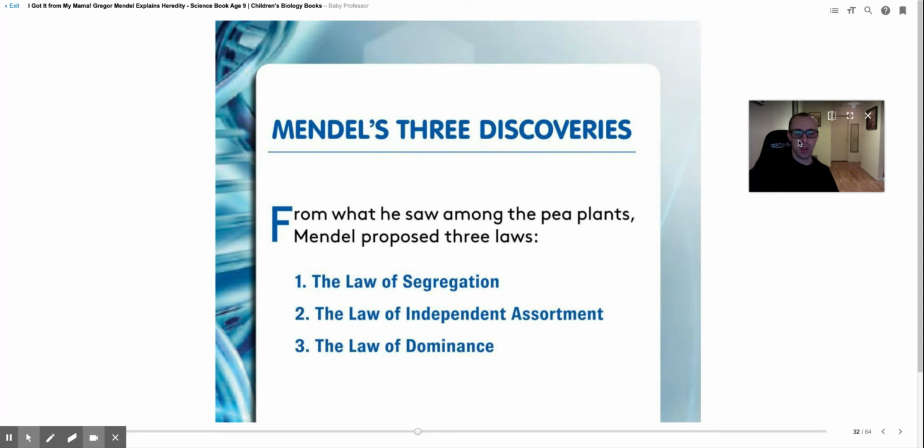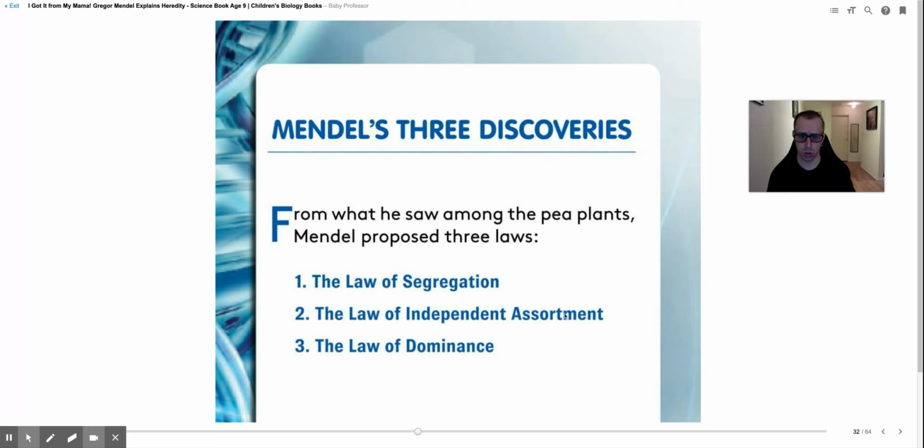This time I thought I would have the book up on my screen so you'd be able to read along with me as I read it to you. We left off last time by stating that Gregor Mendel had three discoveries when he was researching heredity and genetics with the pea plants. From what he saw among the pea plants, Mendel proposed three laws: the law of segregation, the law of independent assortment, and the law of dominance. We are going to talk about some of these things here today.